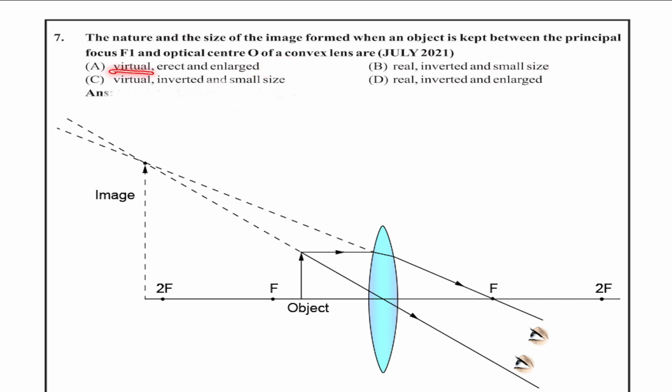Since the image is virtual, option B and D can be deleted, and we know that the nature of the image is enlarged. Hence option C, where we have got it as small size and inverted, is deleted. Hence for the seventh question, the correct option is option A.